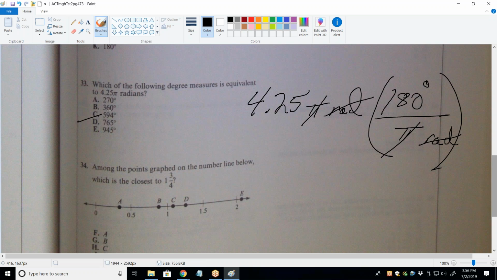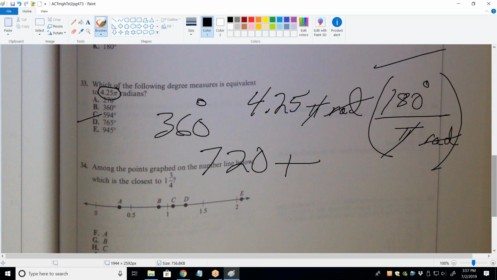You could make a rough guess. What's 2 pi radians equal to? Okay, 2 pi radians is equal to 360 degrees. Full circle. That's right. That's another thing worth remembering. So if 2 pi is 360, then 4 and a quarter pi has to be 720 plus some amount. Well, there's only one answer up there that's 720 plus a little bit more. So you can actually do this without knowing the conversion factor, as long as you knew that 2 pi was 360. Yes, sir. All right.